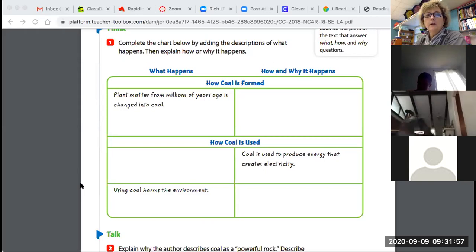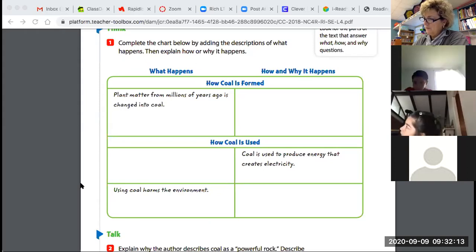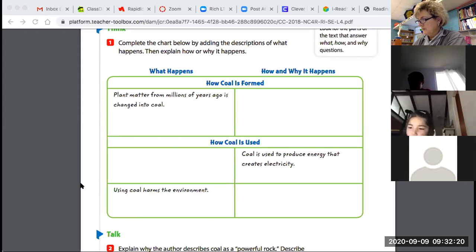All right. So if you got that part, let's look back. Now tell me again, how is it formed? Through heat and pressure. What happens? Through heat and pressure, a chemical change turns it into coal.